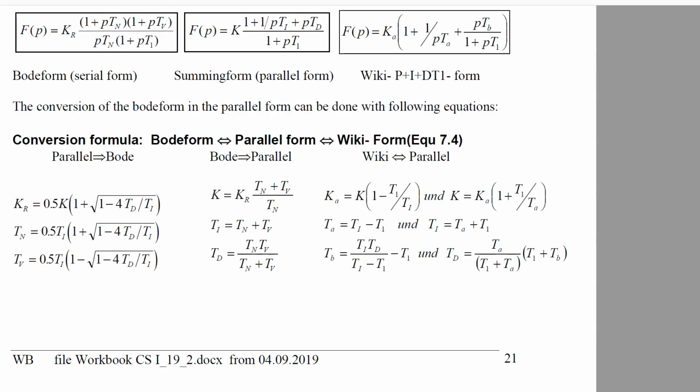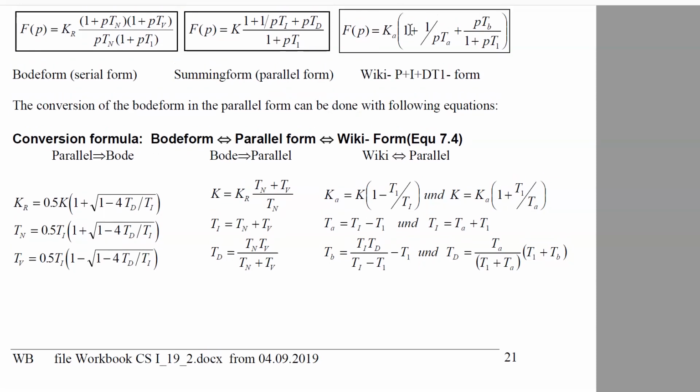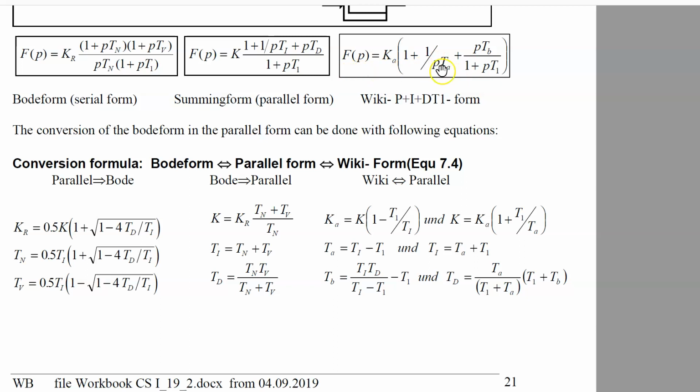In the workbook on page 21 you can find the conversion of the Bode form PID controller into the summing form PID controller, and the third form is the wiki form. I call this wiki form because this is used in the Wikipedia description of a PID controller. So there are different T's and K's. If you know one form, you should be able to calculate the other form. These are the 3 equations to convert the parallel form into the Bode form. These are the equations to convert the Bode form into the parallel form. These are the 6 equations to convert wiki form into parallel form, and with the others we can then convert into the Bode form. So in literature, all 3 forms do exist, so you have to work with all possibilities, and here are the ways to convert one into the other.